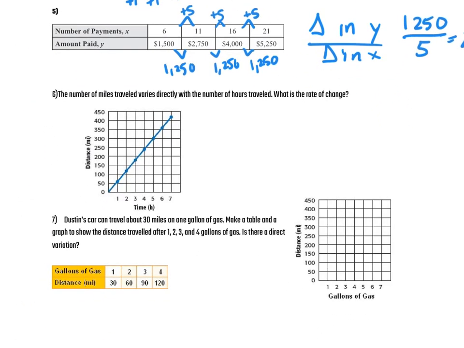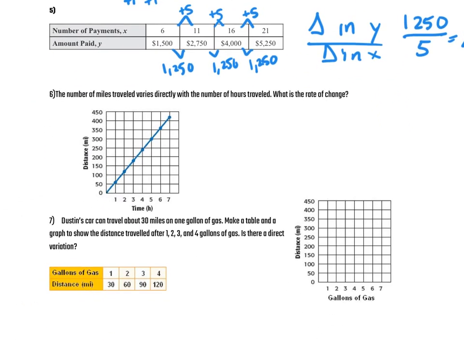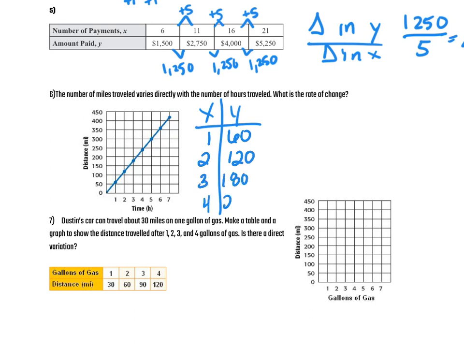Okay, I want you to try this one. I want you to draw the graph. You need to be able to see the graph both ways, long ways and up and down. So if I were to draw this graph, the numbers are kind of funky. But 1 is going to be 60, 2 is going to be 120, 3 is going to be 180, 4 is going to be 240. So find me the change in Y over the change in X.